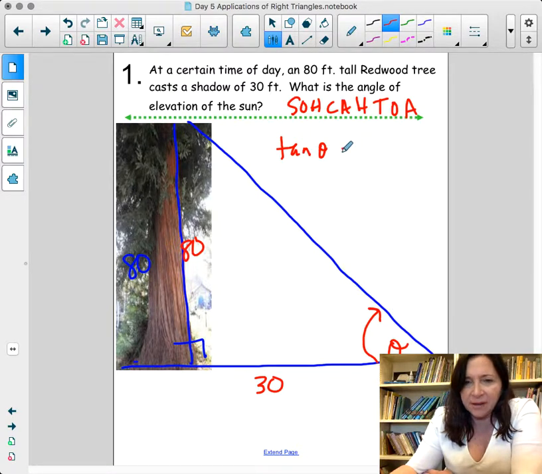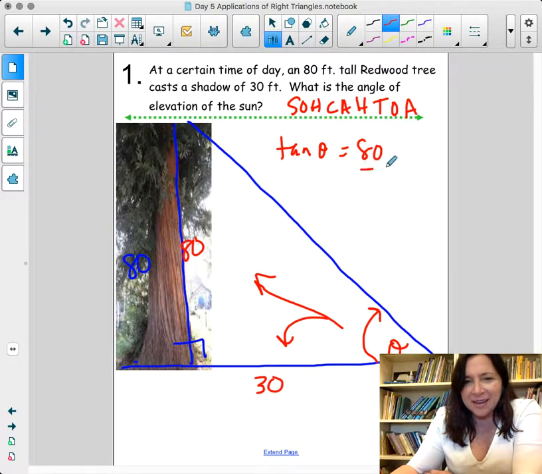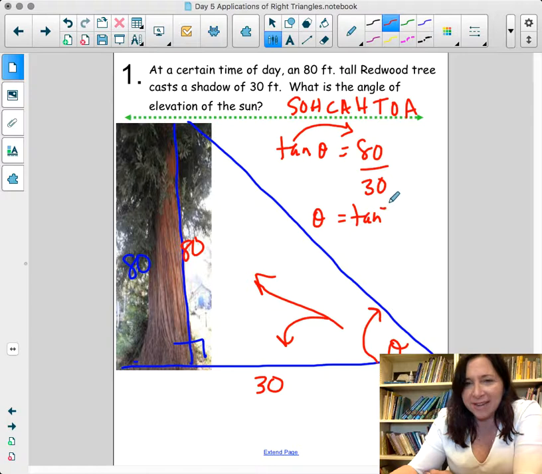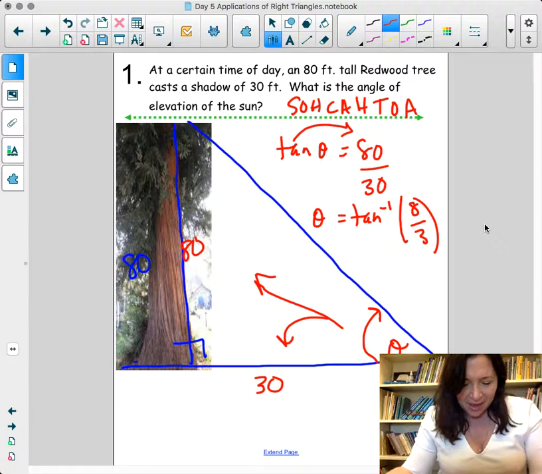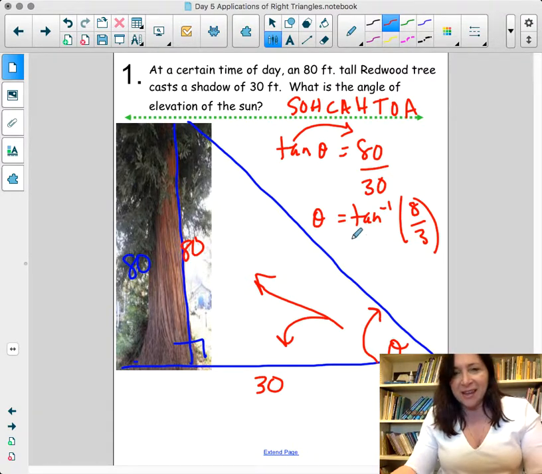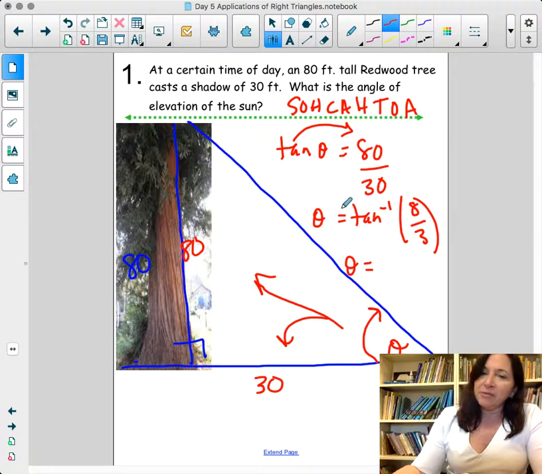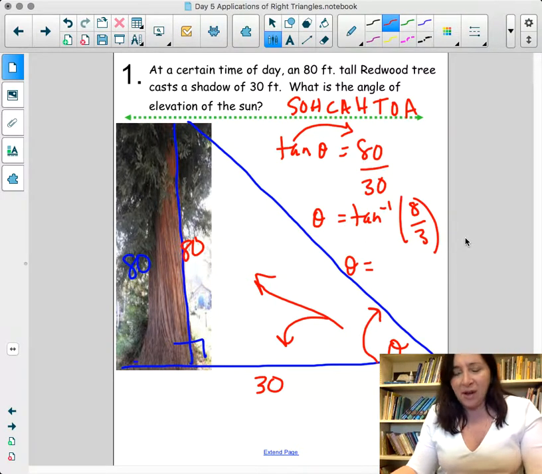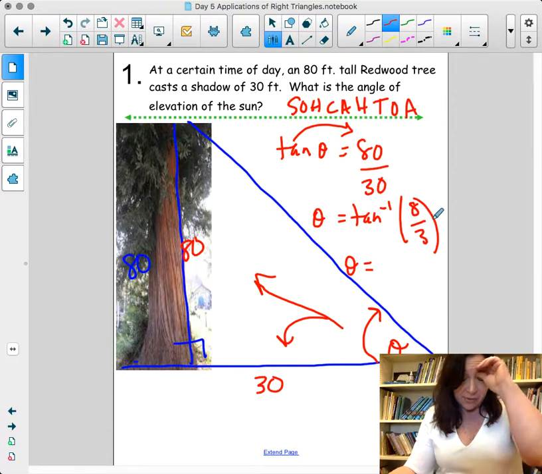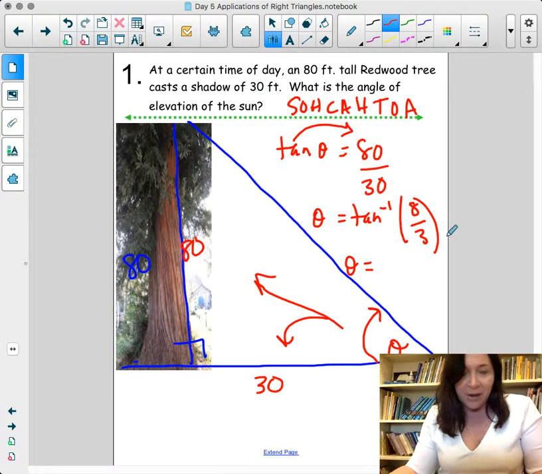So tangent of theta is equal to the opposite side over the adjacent side. So that's going to be 80 over 30. And theta is equal to, remember, move this over to the other side. So that's going to be called arc tangent of 80 divided by 30, which is just 8 divided by 3. And so on your calculator, you're going to say theta. And by the way, if you were given a test or a quiz and you were not allowed a calculator, this would be my answer, because that's as far as you can get without a calculator, unless you understand the tangent graph, and then you could probably get a good estimate.